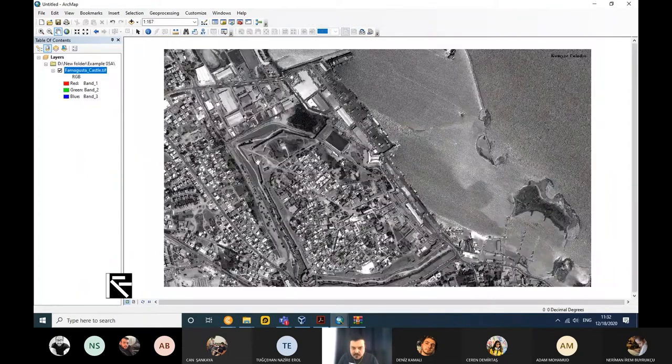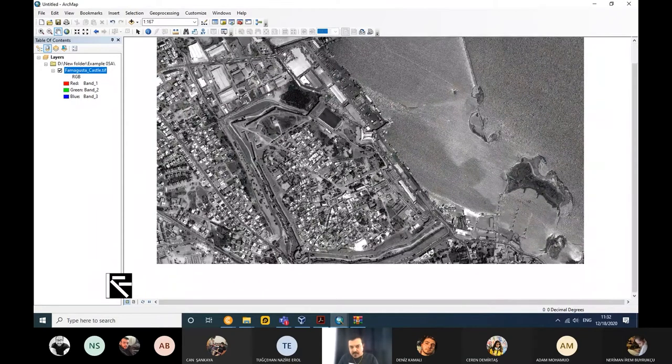I need to transfer this image to the real world. Right now it is not real: neither the size, nor the location, latitude, longitude, or height is correct. I need to transfer this into, let's say, reality. How are we going to do that?